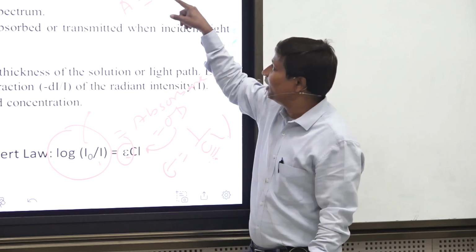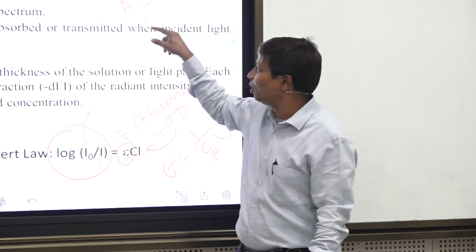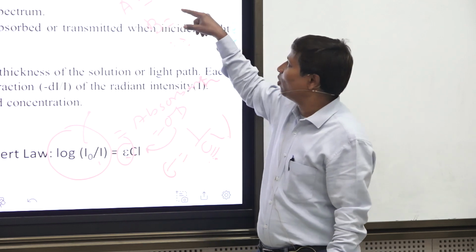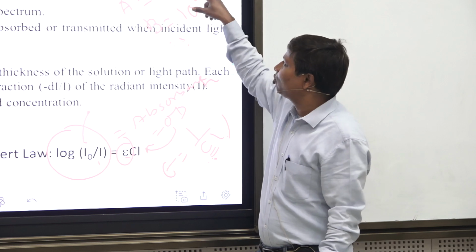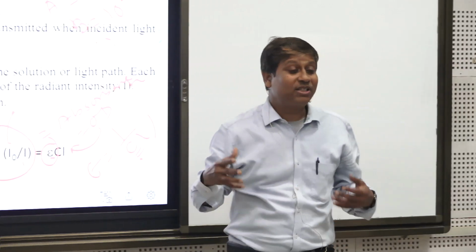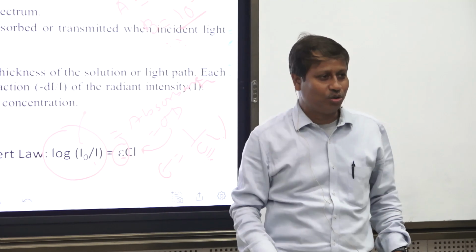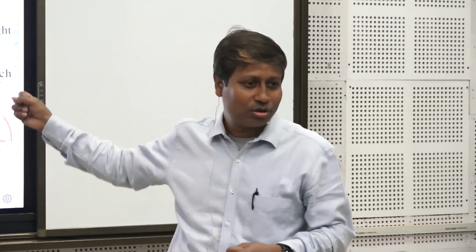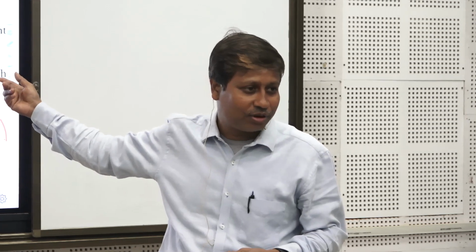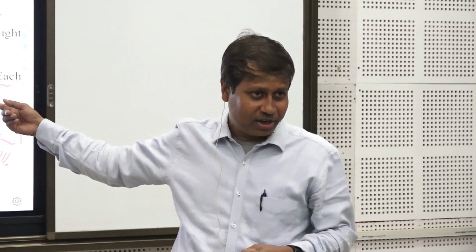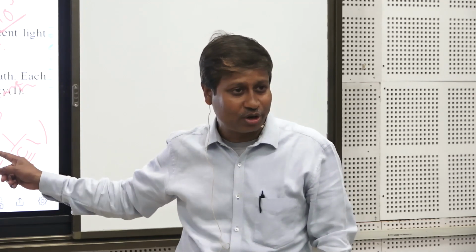Say you have two molecules, A molecule and B molecule, and one is this one, another is say 10 to the power 5. What is the difference between A and B? By seeing this number, you can tell that the B molecule has a light absorbing power almost 1000 times that of the A molecule. Okay, so this epsilon is a very important parameter.